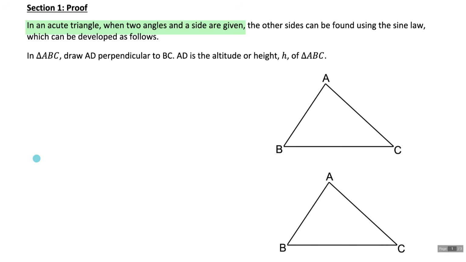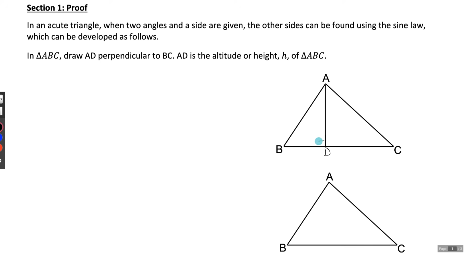So I have an acute triangle here. When two angles and a side are given, the other side can be found using the sine law, which can be developed as follows. It tells us step one in triangle ABC is to draw line AD perpendicular to BC. AD is going to be the altitude or the height of triangle ABC. So let me draw the altitude from vertex A of this triangle. And I know AD is perpendicular to BC, so let me label this point here D.